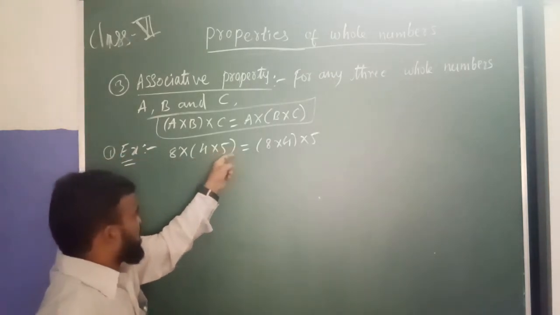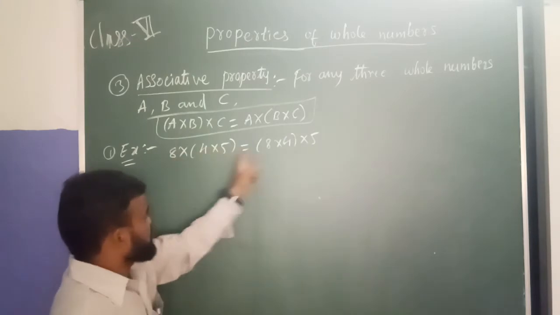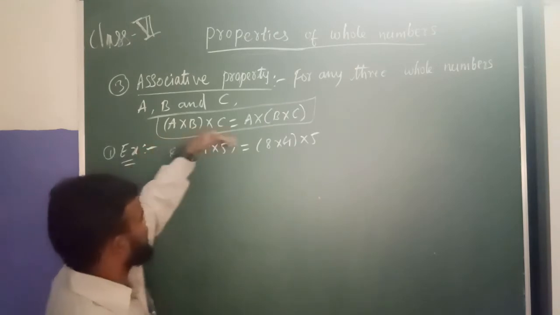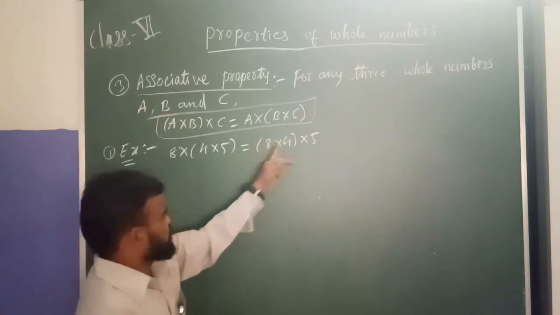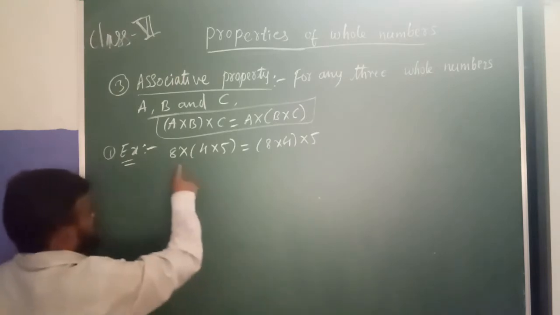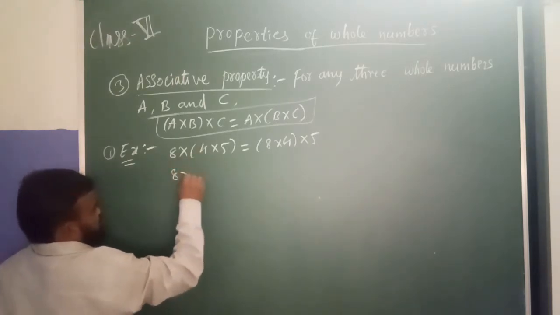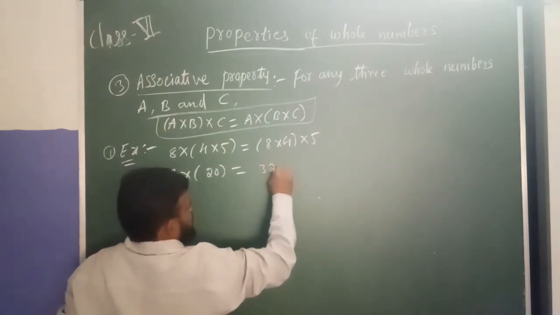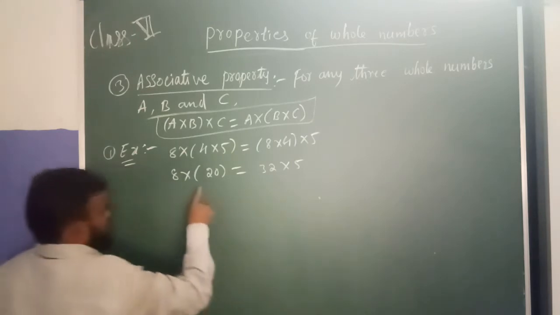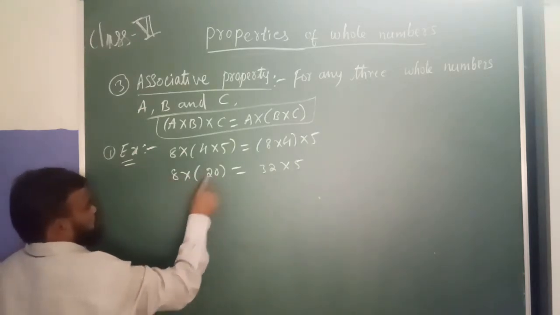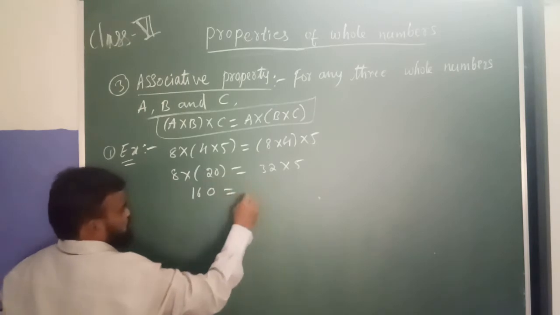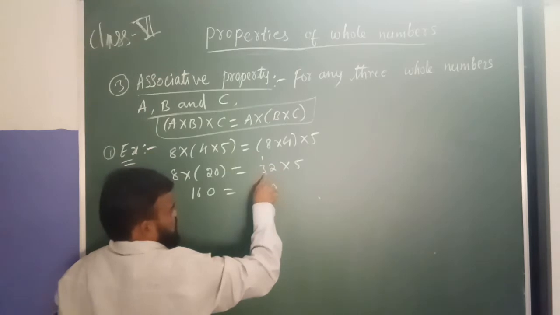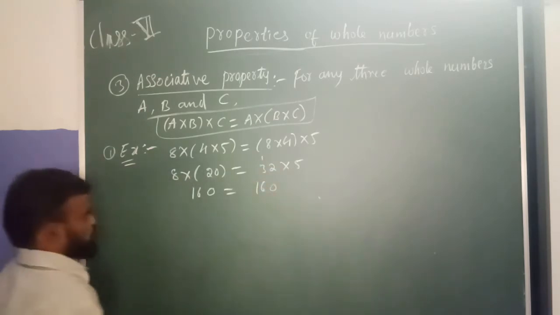8 × 4 × 5 is equal to 8 × (4 × 5), right? We can take this part on this side and that part on the other side, no problem. 8 × 4 × 5: 4 5s are 20, so 8 × 20; and 8 4s are 32, so 32 × 5. 20 × 8: 8 times 0 is 0, 2 8s are 16, giving 160. 32 × 5: 2 5s are 10, carry 1; 3 5s are 15, 15 plus 1 is 16, giving 160. Both are equal, right?